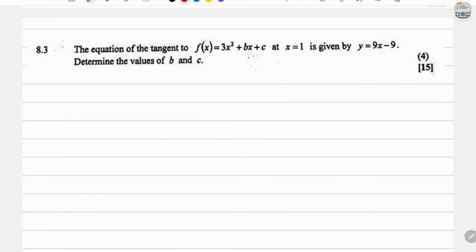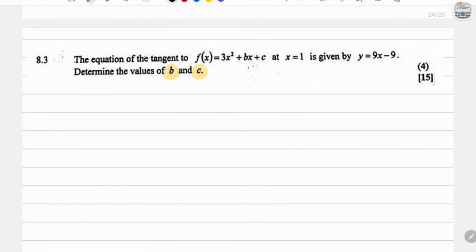Then we have the last question of question 8, and it says the equation of the tangent to f of x is equal to 3x squared plus bx plus c at x is equal to 1 is given by y is equal to that. So the equation of a tangent to this parabola at x is equal to 1 is given by this equation. You have to determine the values of b and c.